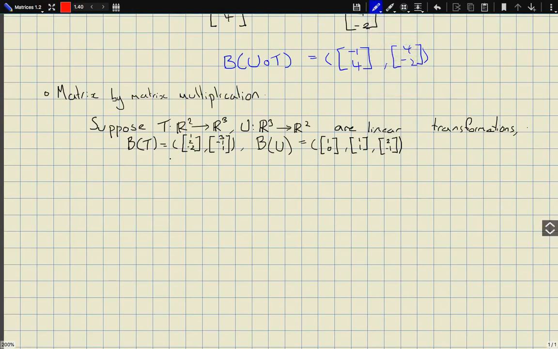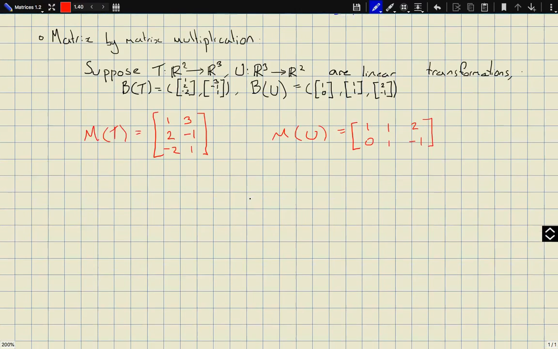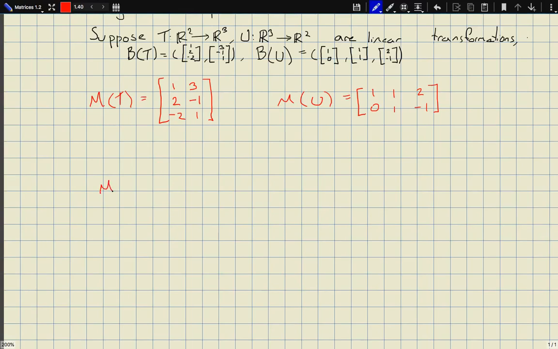Okay, so here we know that the matrix of T is going to be (1, 3; 2, -1; -2, 1), and that the matrix of U is going to be equal to (1, 0; 1, 1; 2, -1). Now we take M of U times M of T, which is going to be (1, 0; 1, 1; 2, -1) times (1, 3; 2, -1; -2, 1).